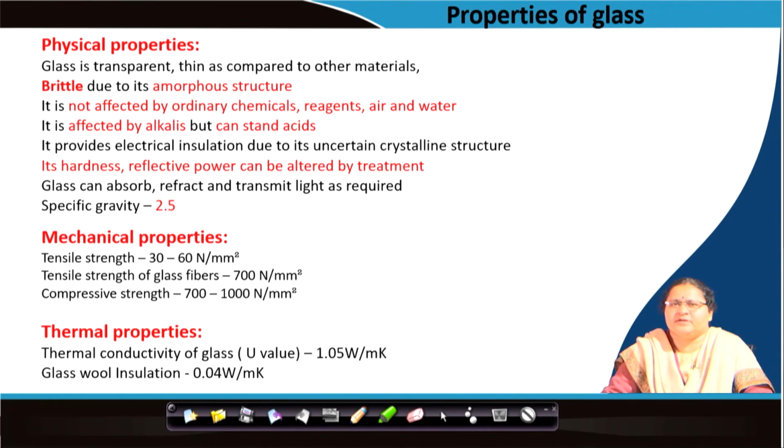Coming to thermal properties, you see the U value of glass is 1.05 watt per meter degree Kelvin, and it varies from 0.8 to even 1.25. I am giving you the average value, and in parallel you see glass wool has a much reduced value. It is 0.04 watt per meter Kelvin. So, in glass wool form it is actually giving a lot of insulation.